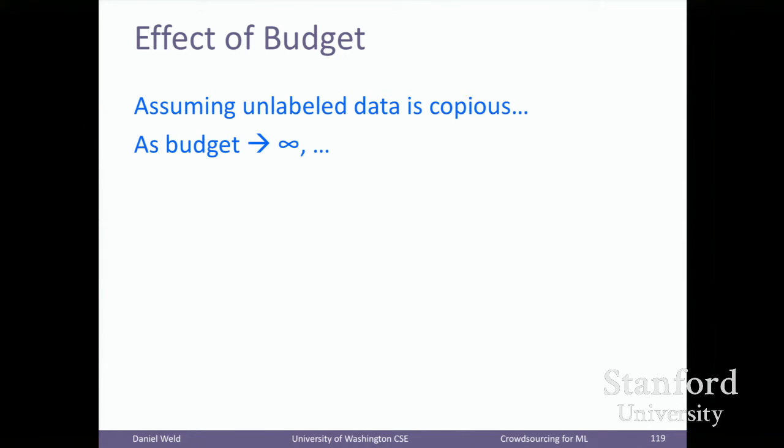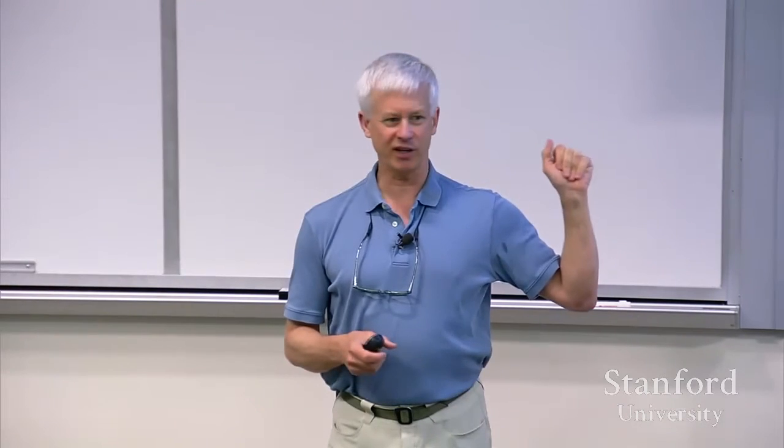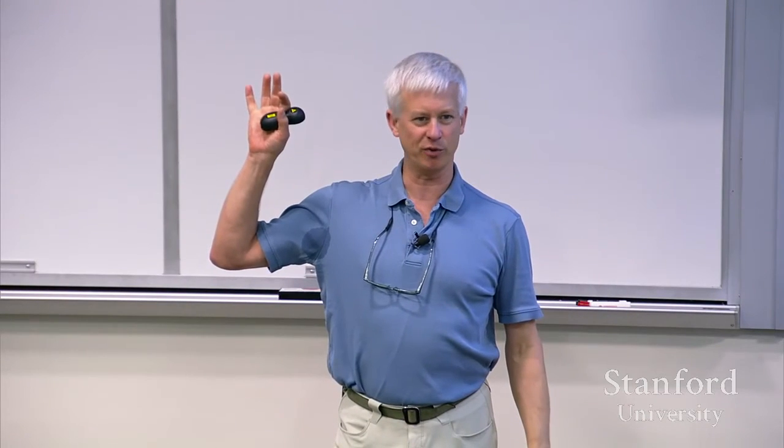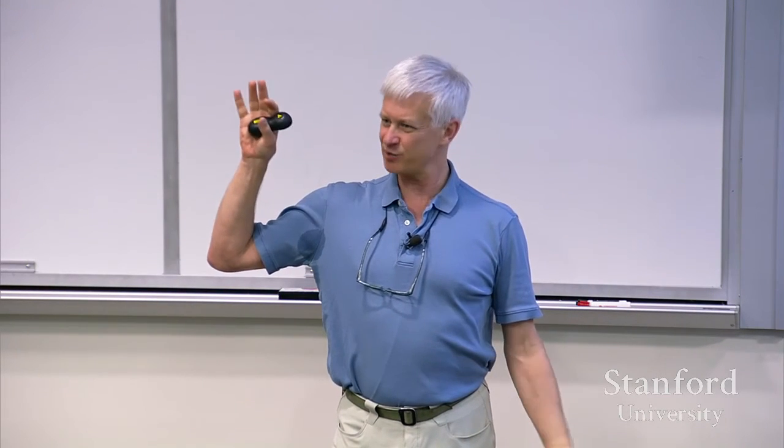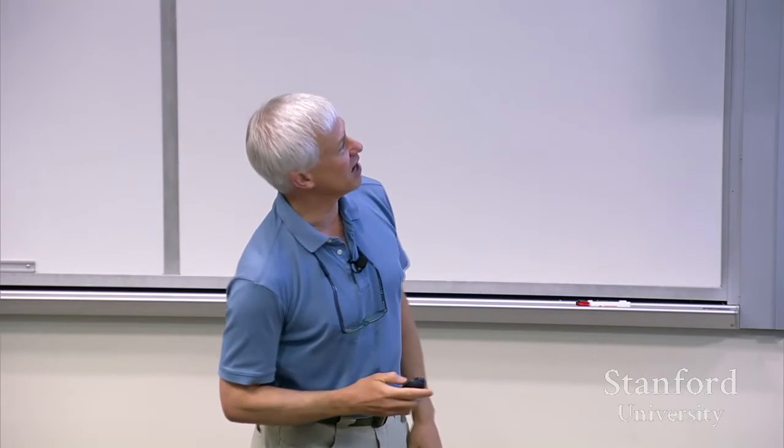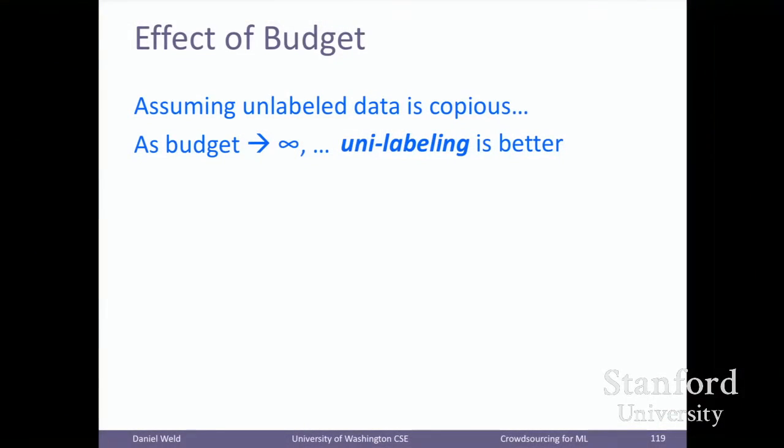Depending on what your budget is, you might want to do a very different strategy. So as you have more and more money to spend, what strategy do you think should dominate? How many people think unilabeling? How many people think as you get more money, we should get lots of people to label things? Yeah, that's what I thought too, but it's not. As you have more and more money, actually unilabeling becomes better and better, assuming that you've got enough training data.